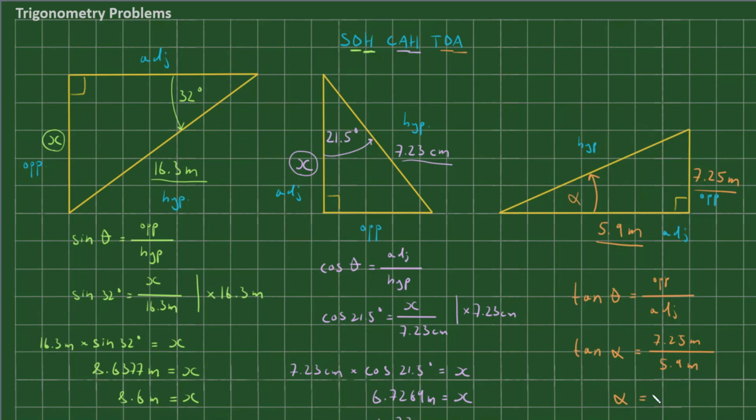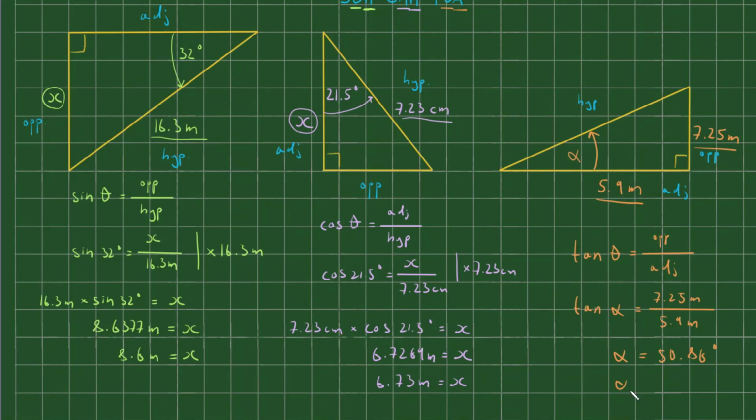So alpha equals 50.86 degrees. How should I round this value? I need to do the same analysis I did before. I have two measured quantities. One of them has 2 significant figures, the other one has 3. My result can only have as many significant figures as the measured quantity with the least number of significant figures. In this case, that means 2. So the value of the angle needs to be rounded to 2 significant figures, which means I can say that alpha equals 51 degrees.